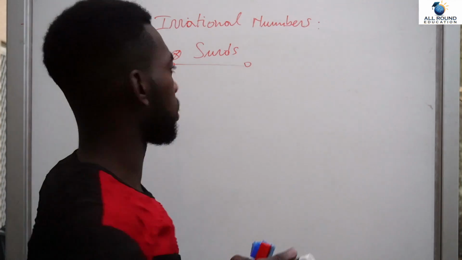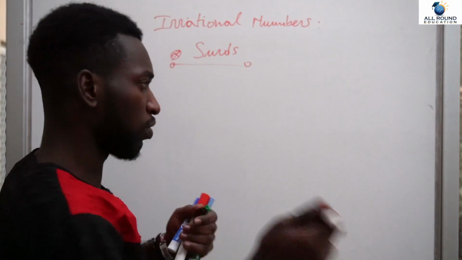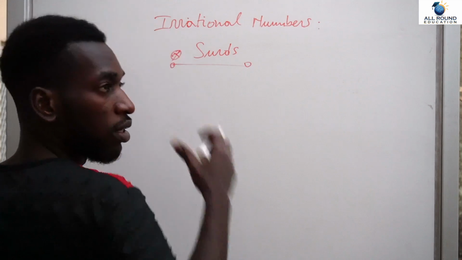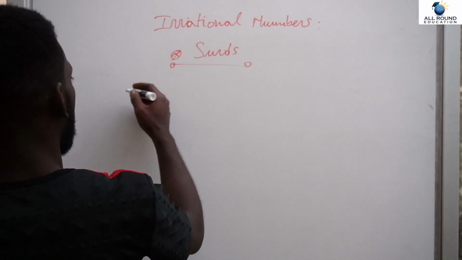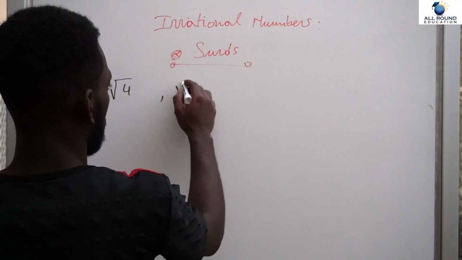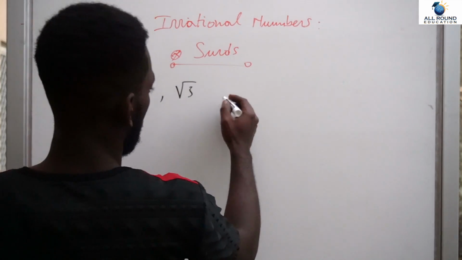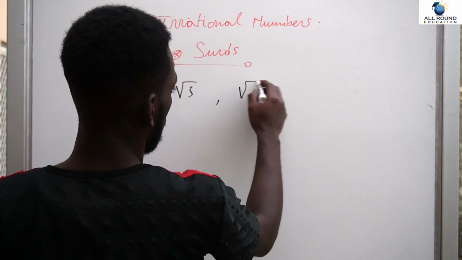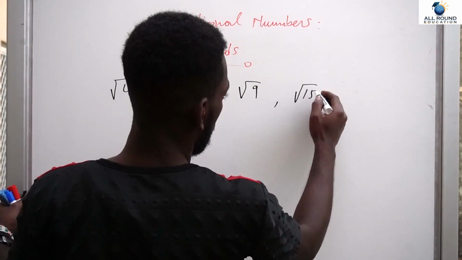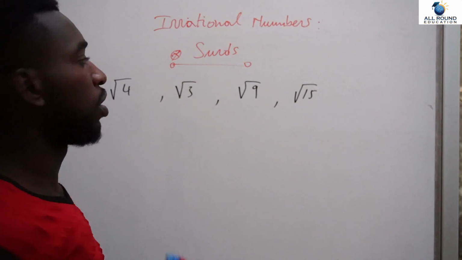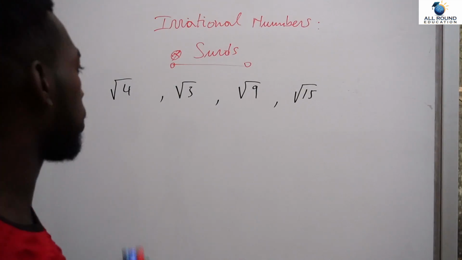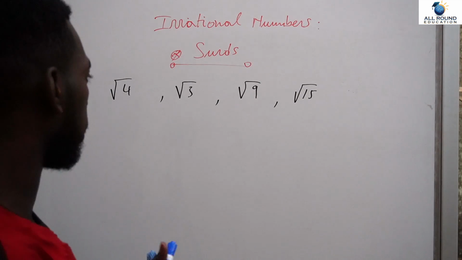Now, think about this. Let's look at what I said. Surds are just those numbers that cannot be represented as whole roots. For instance, if we have square root of 4, square root of 3, maybe square root of 9, and maybe square root of 15. So now the question is, which ones are surds? Let's identify each of them.